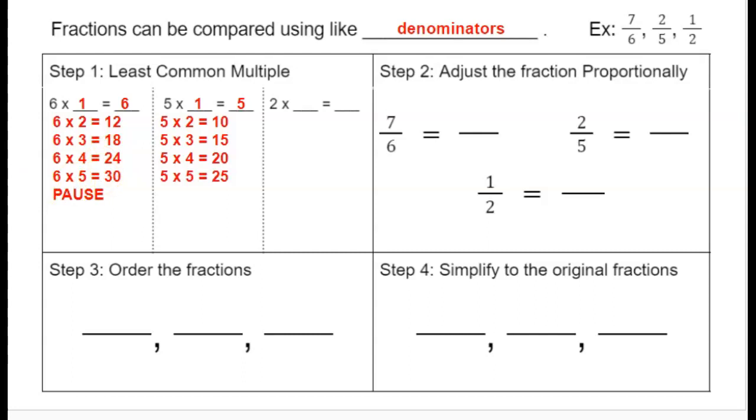5 times 5 is 25. 5 times 6 is 30. And that's where we're going to pause. The smallest number they have in common is 30.